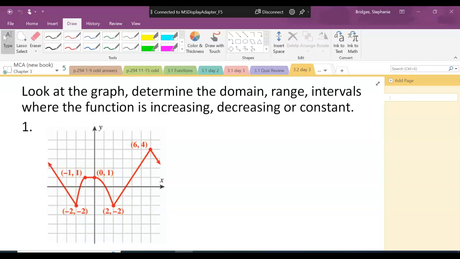Okay, so remember we did this the other day with our domain and the range. The domain, we're looking from left to right. What values on the x-axis does my graph cover? Do you notice we have arrows on either end of our graph? So that means it's going to go forever to the left and forever to the right, which means my domain is going to be negative infinity to positive infinity, all real numbers, right?